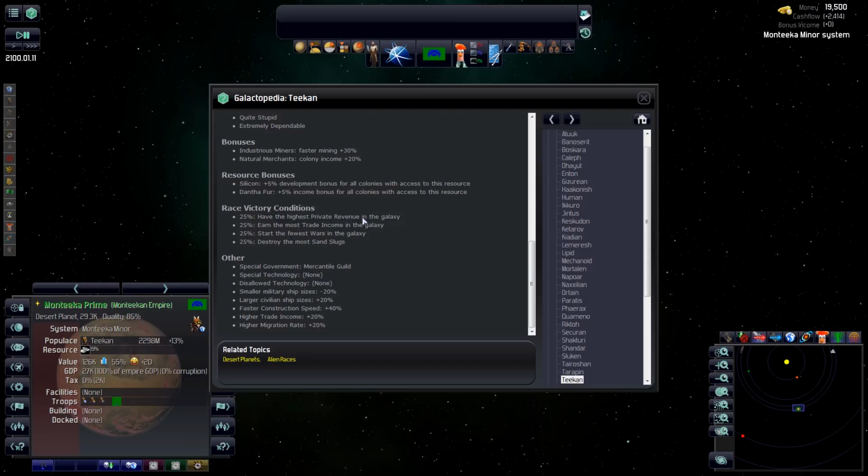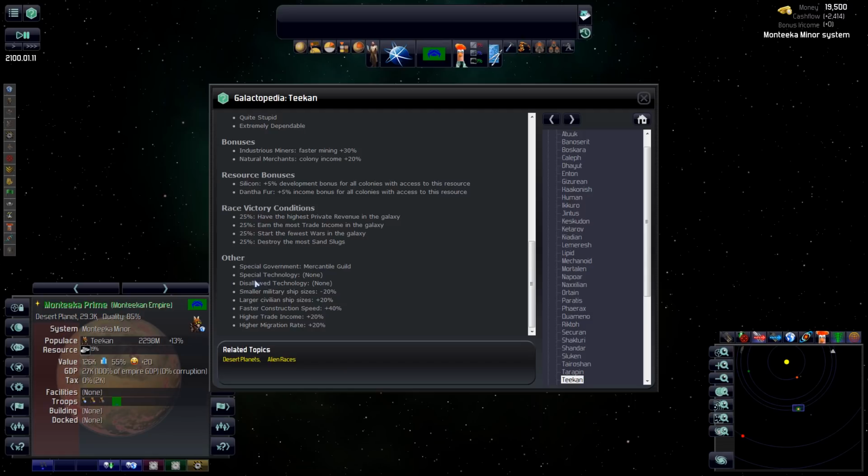Victory conditions: have the highest private revenue in the galaxy, earn the most trade and income in the galaxy, start the fewest wars. So we're not even going to worry about this. We'll probably be declared on a lot, so we might actually be able to satisfy that. I don't know. And destroy the most sand slugs.